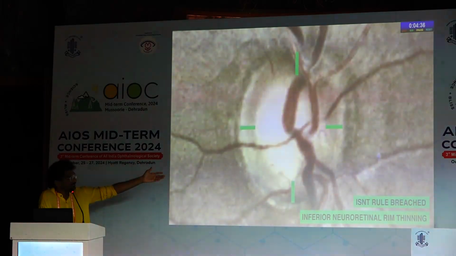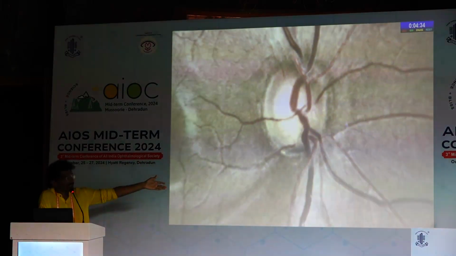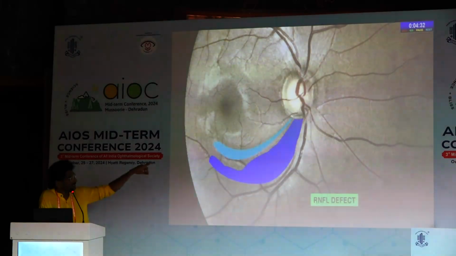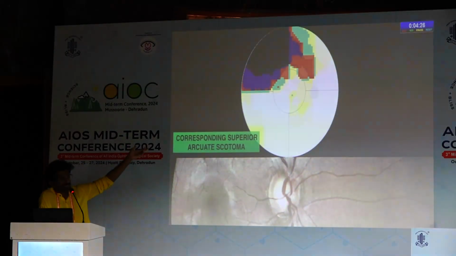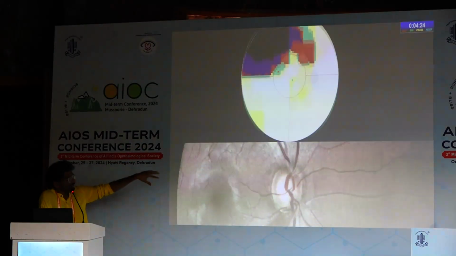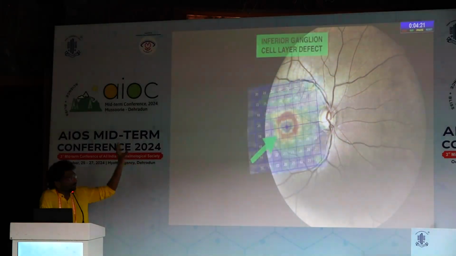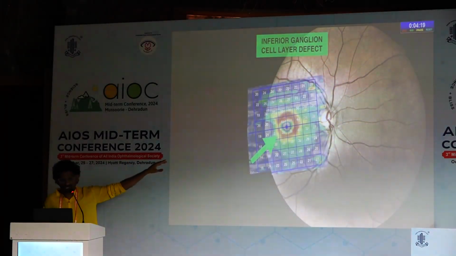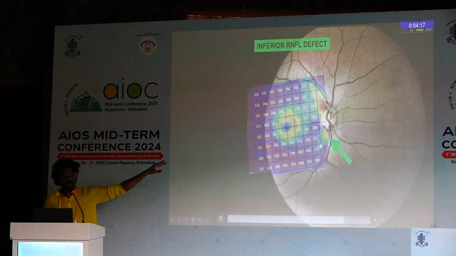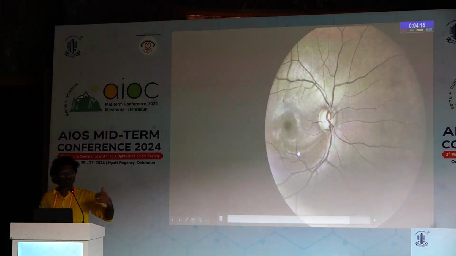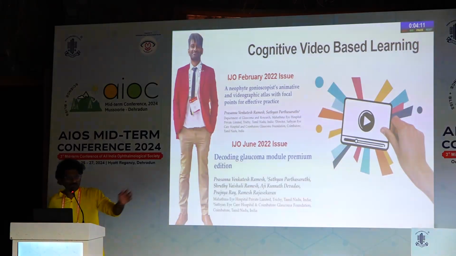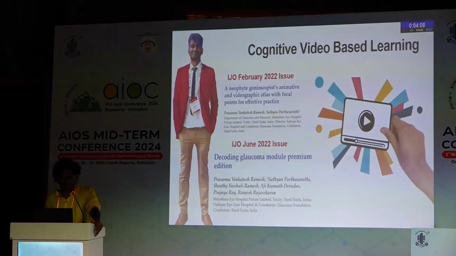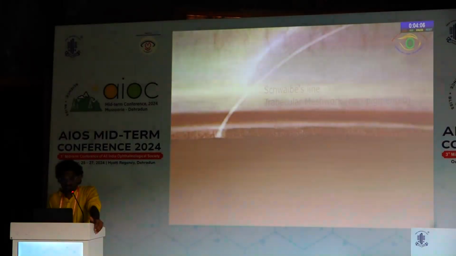ISNT rule is breached because of the notch. There is inferior thinning of the neuroretinal rim. Coming out and then showing the RNFL defect, pulling this picture down, taking the patient's own visual field, showing the superior arcuate scotoma, reducing the transparency of the fundus photo and keeping the OCT on top and showing the ganglion cell layer as well as the RNFL damage. So you saw how many points we are able to convey when we teach concepts in a video based manner, right? And I also publish my work, so you can find these publications in IJO as well as other journals.